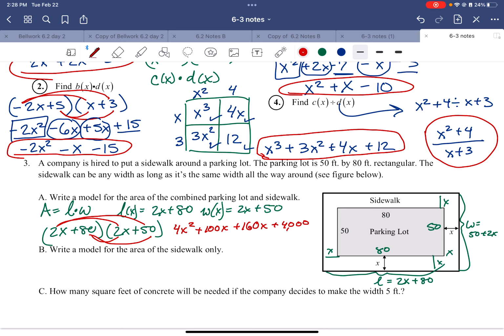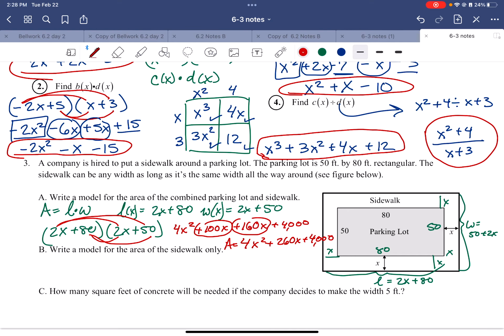I just have a couple like terms here. I could combine those two like terms. So all together I have 4x squared plus 260x plus 4,000. So that is the equation for my area. So that is an example of why you might combine functions by multiplying.